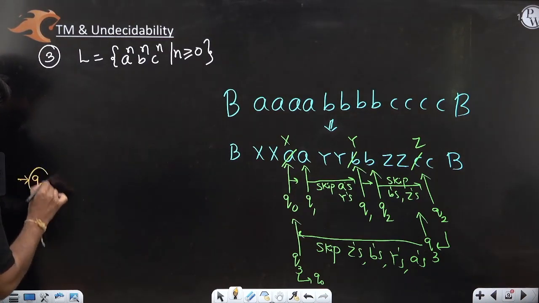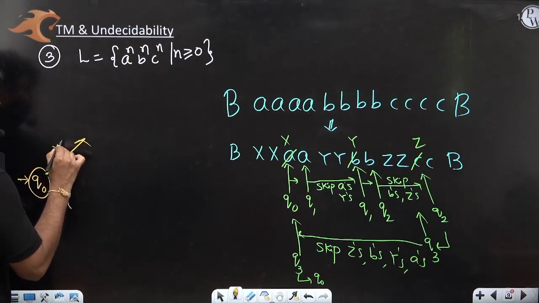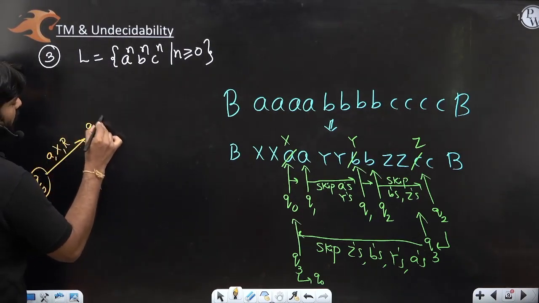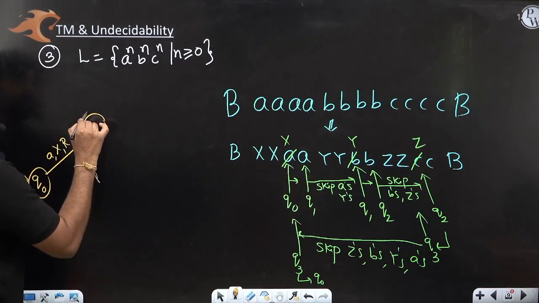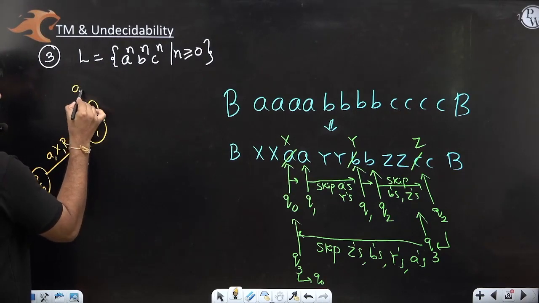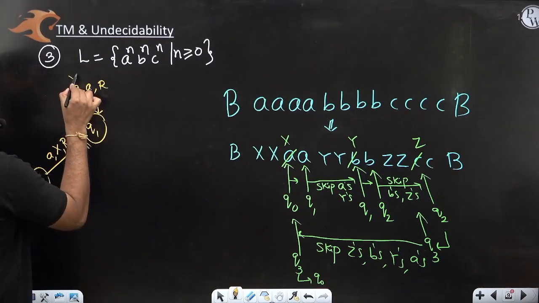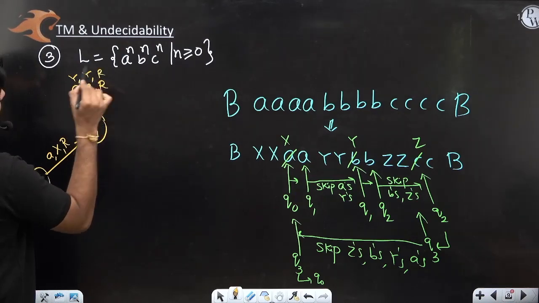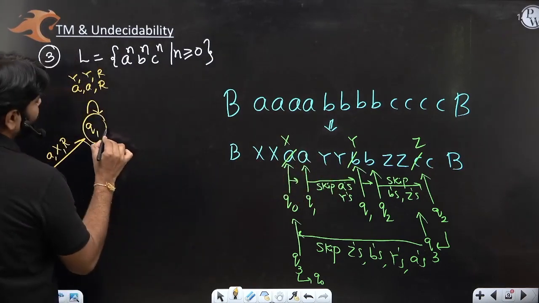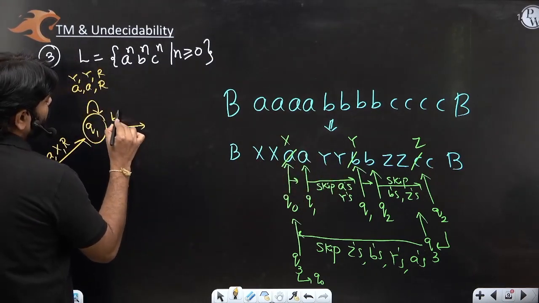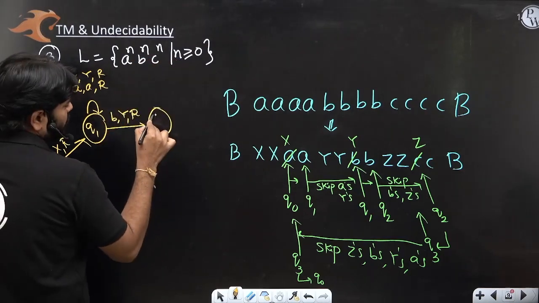Q0's job is to replace A with X and take the right direction. And what is Q1's job? Q1's job is to skip A's and Y's. So A right, and then the other symbol is Y, right. When you skip both of them, you can reach the B. When you reach the B, you replace it with Y and take right only, as you have a C symbol to match.